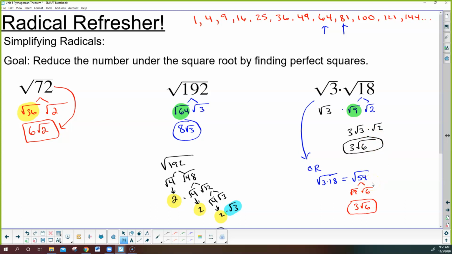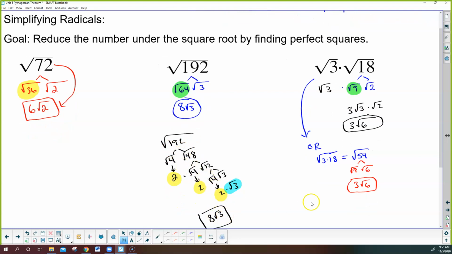So there often are more than one way to reduce these, and it's how you think of it. Some of them are really quick work. Some of them are long, keep breaking it down and breaking it down. But you should always check with the number that's under the square root in your answer and say, can that part be broken down any further? Okay, we're going to be doing this with our answers today, so you'll get a lot of practice with this.